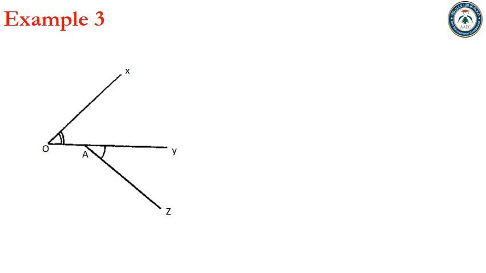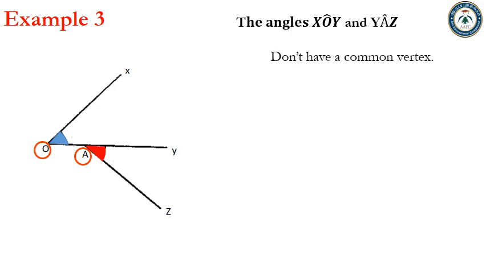Example 3. The angles XOY and YAZ have different vertices. The vertex of XOY is O and the vertex of YAZ is A, so they don't have a common vertex. Therefore, the angles are not adjacent.